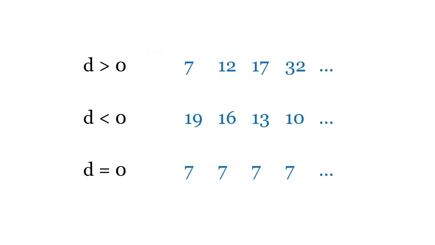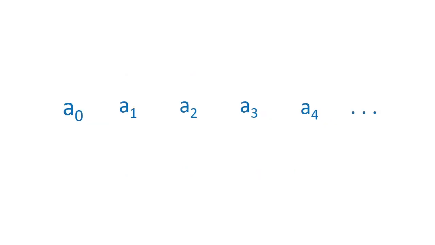Great. How can we code it now? Easy. Let's say that we have this sequence of numbers. We are going to first compute the difference between the first two elements. Let's store it in a variable called capital D.